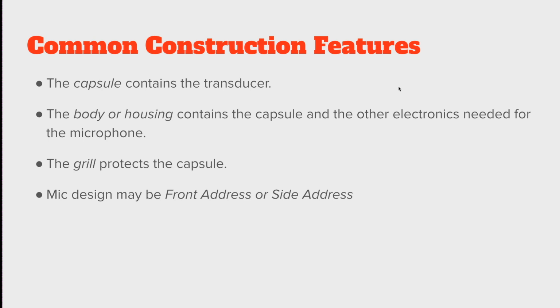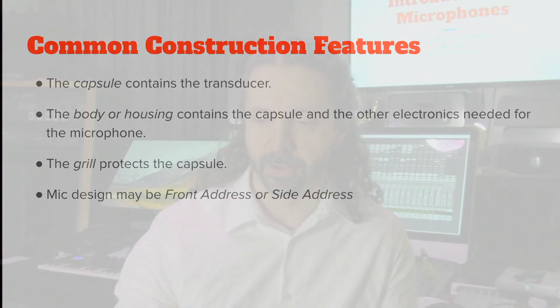So there's a couple of common construction features that we'll talk about with all microphones, and these are one of the ways that we can describe microphones by describing these construction features. So, for example, a microphone will have a capsule. That's the element that really does the act of transduction. We'll talk about some different capsule designs as we move forward through the slideshow today. Additionally, microphones will have a body or housing that usually contains the capsule as well as any electronics that's needed for the microphone. Most microphones, though not all, will have a grill that protects the capsule. And finally, microphones can be designed to be something called front address or side address, and we can talk about that very briefly right now.